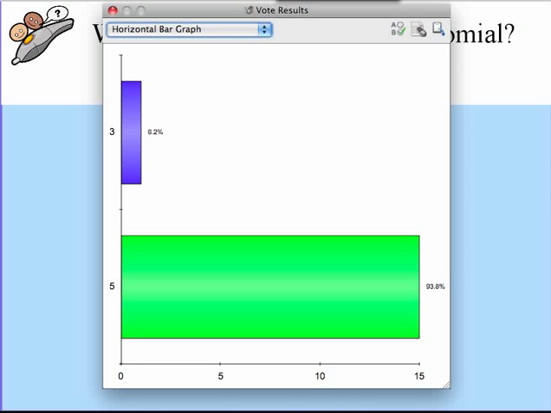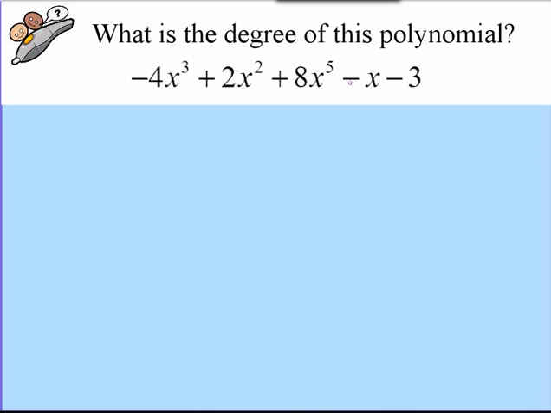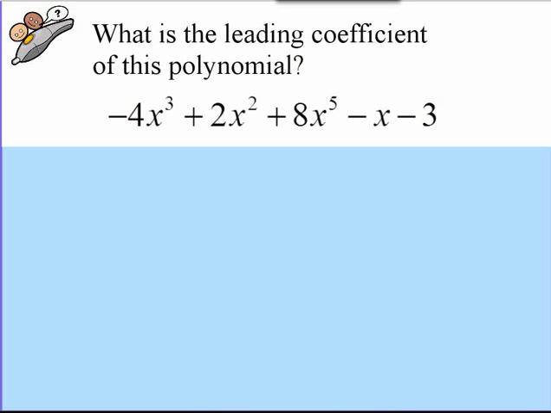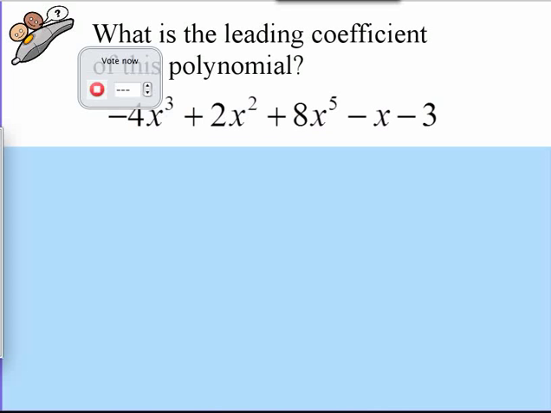Nice job. Now I kind of tricked you there. The reason why I tricked you is because that's not in order. That's not where the highest power is first and all of them are next, so you actually have to look within the problem. And so, here we go. What is the leading coefficient of that polynomial?